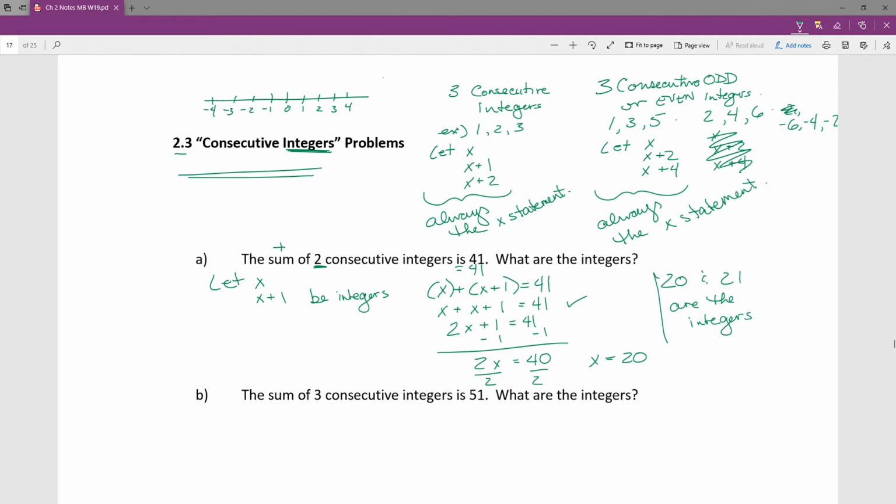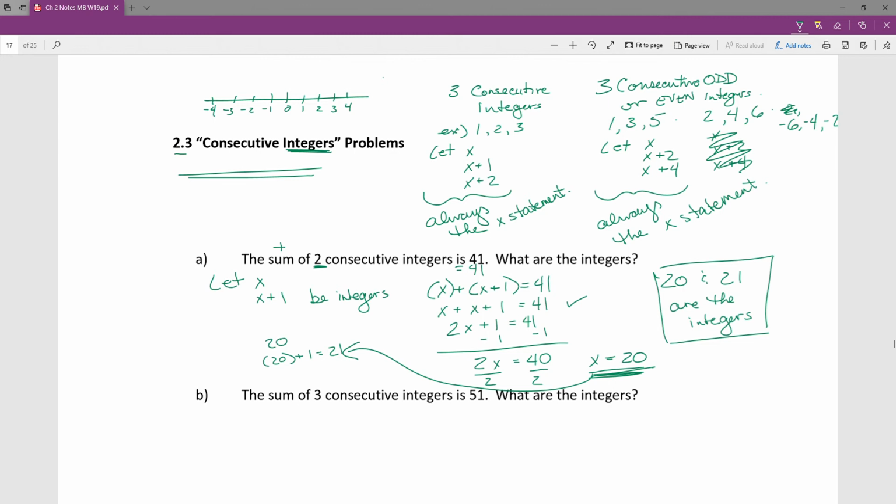And how we get those two numbers is taking this x back to my let statement. So we've got 20 and then 20 plus 1, so that's the 21. Sometimes it's worth taking your x value back over to where you've written your let statements so you can show your work to get to your answers.